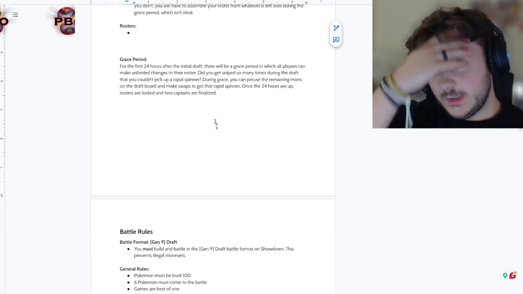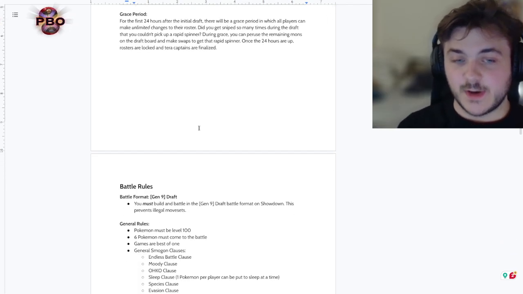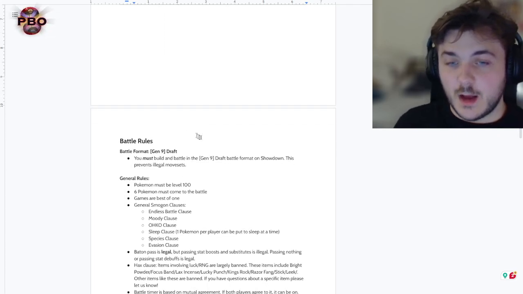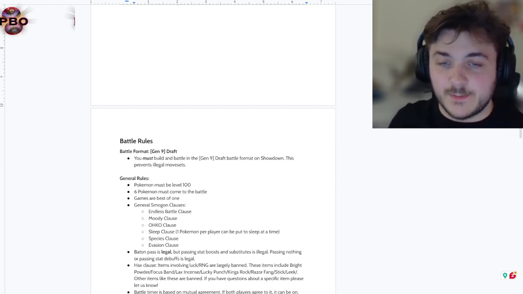Battle rules. These are pretty basic. Battle format: Gen 9 draft. You must build and battle in Gen 9 draft format on Showdown. This permits illegal movesets. General rules: all mons must be level 100. Six Pokemon must come to a battle. Games are best of one.